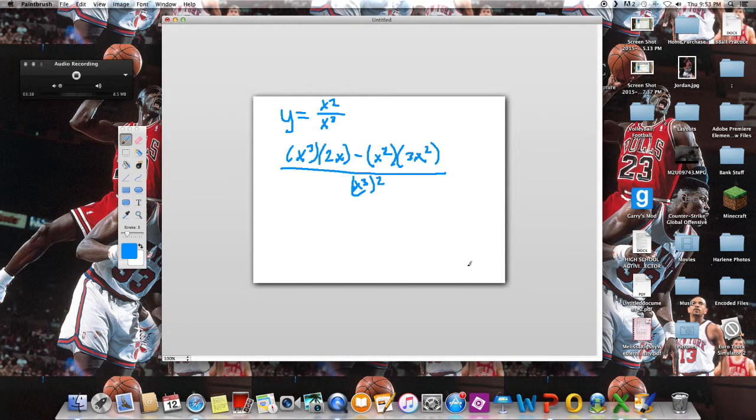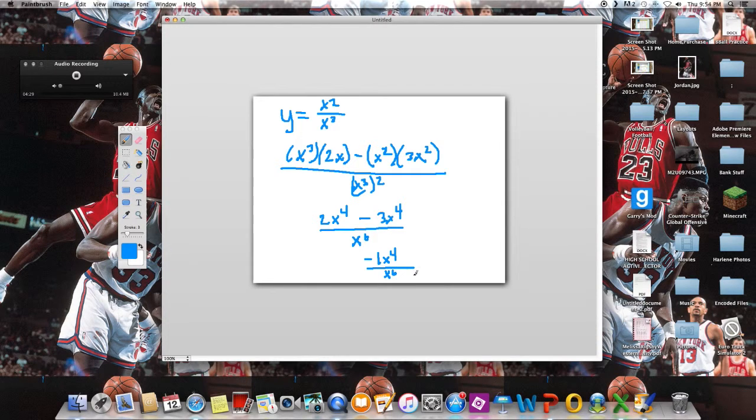So then it's pretty simple after that. You're just going to combine like terms and simplify. So this one, combining there, you're gonna go 2x to the fourth minus 3x to the fourth. Again, over there is going to be x to the sixth. So there you simplify that even more to negative 1x to the fourth over x to the sixth.